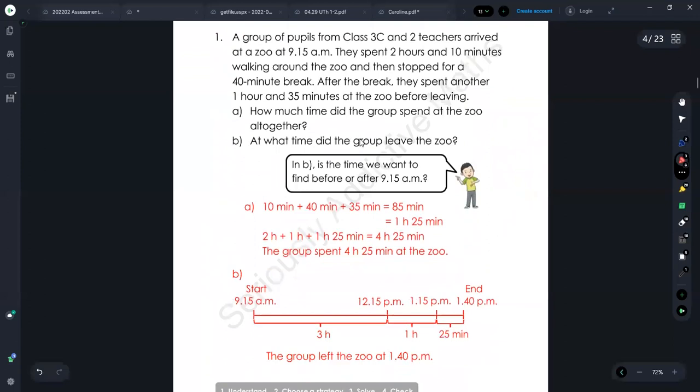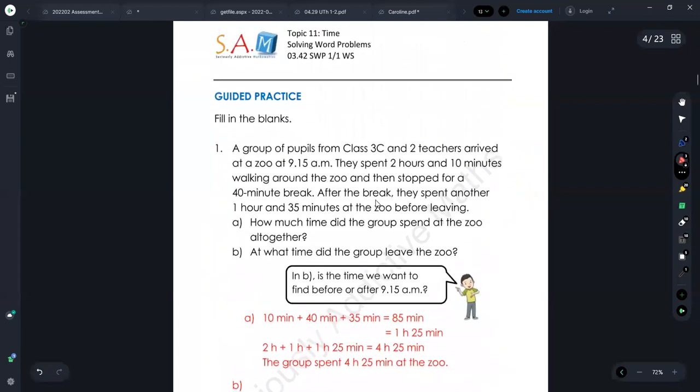So this is about finding the start time, right? After break, they spend another before leaving. Oh, sorry, this is about finding the end time, right? So to find the end time, they're given the start time. Every time the question provides either the start time or the end time, they may provide a start time and ask you to look for the end time, or they may provide the end time and look for the start time. So for this kind of question, you need to find out the duration.